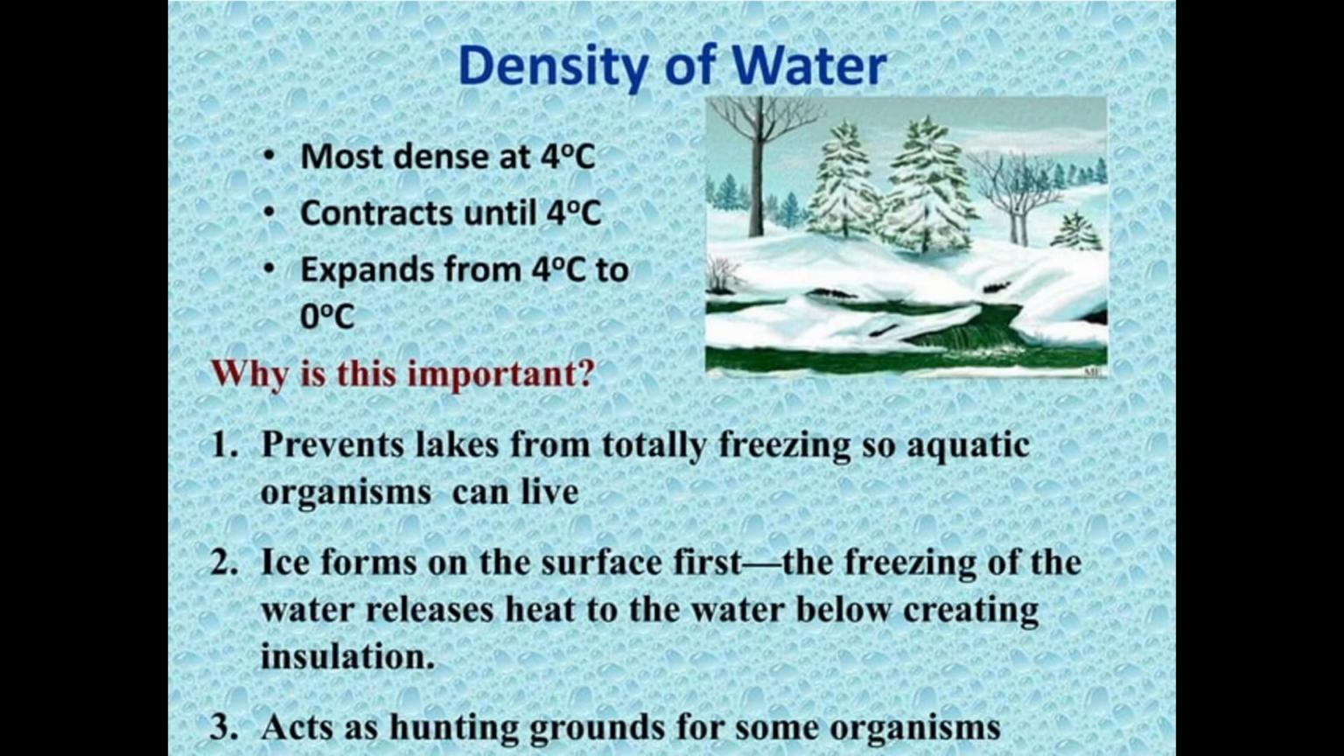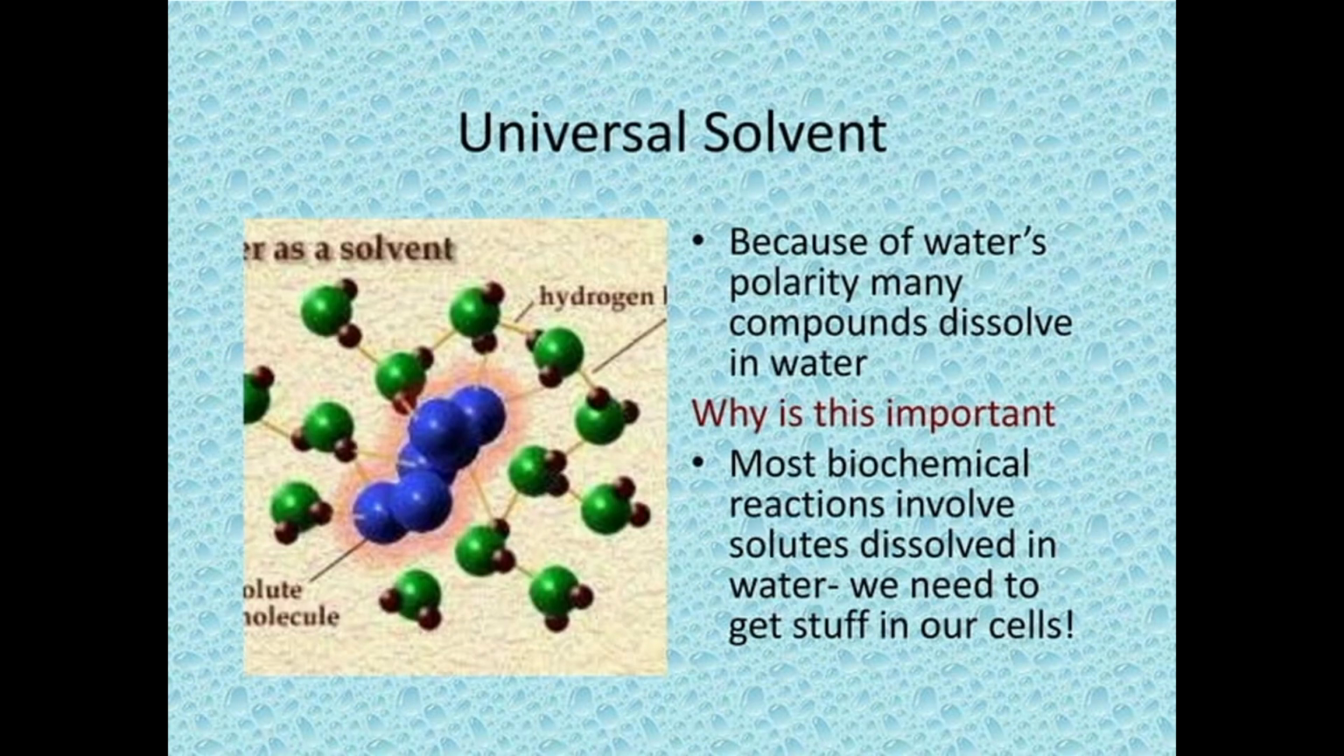Density of water. Water is most dense at 4 degrees centigrade; it contracts until 4 degrees centigrade and expands from 4 degrees centigrade to 0 degrees centigrade. This property of water is known as anomalous behavior. Why is this important? It prevents lakes from freezing totally, so aquatic animals can live. Ice forms on the surface first. The freezing of the water releases heat to the water below, creating insulation. So various types of aquatic animals live easily, and the ice acts as a hunting ground for some organisms.